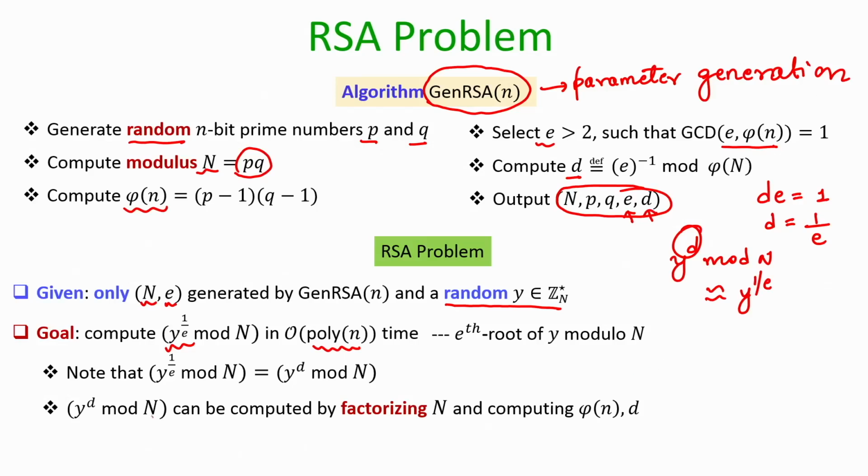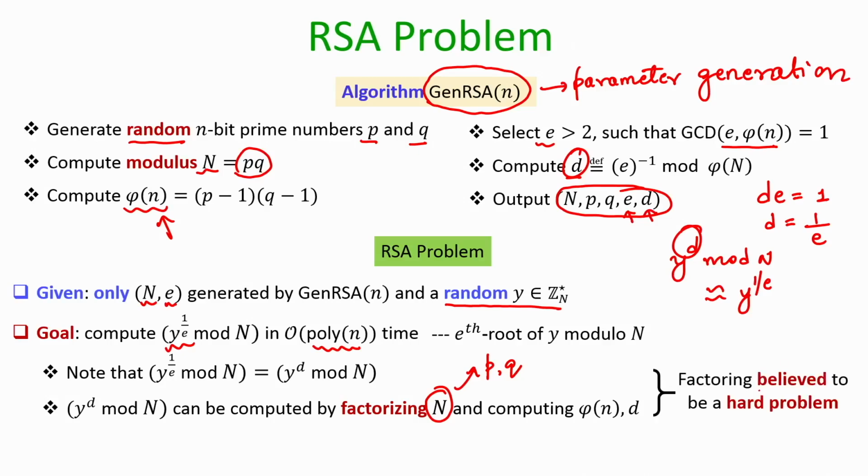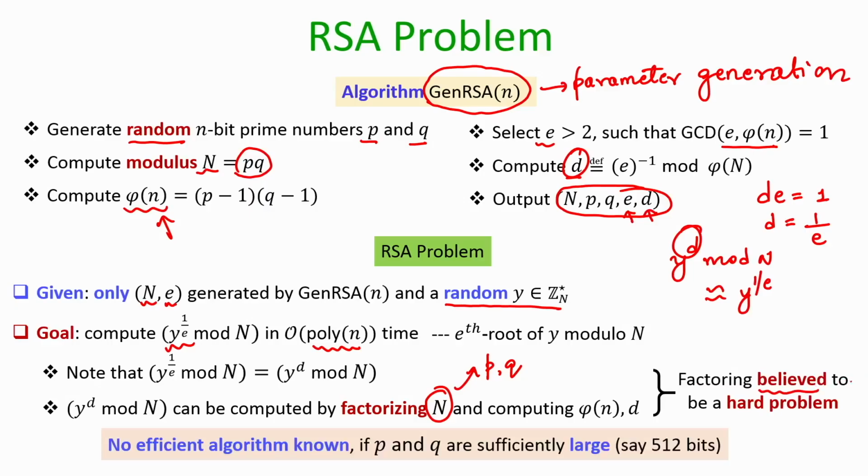So, one way of solving this problem instance is that you are able to factorize n. Suppose you are able to factorize n in polynomial amount of time, namely you are able to compute p and q in polynomial amount of time. Once you are able to compute p and q, you will be able to compute phi of n easily, and since you know e and phi of n, you yourself can run the extended Euclid's algorithm and compute d in polynomial amount of time, and then you yourself can compute y to the power d. But it turns out that factoring very large numbers is believed to be an extremely hard problem, right.